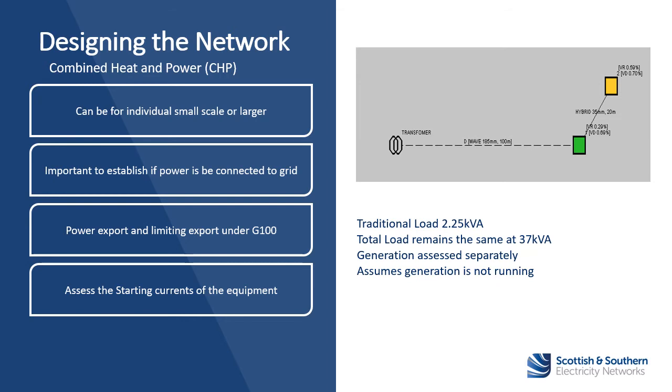If it is exporting to the grid, that can present a few issues, because a lot of our network is constrained in areas for a considerable amount of time, which can affect your connection. It may be worthwhile considering an export limitation system under G100. Just like the heat pumps, we can assess the starting currents for these and provide you limits if you don't provide us with the starting currents.